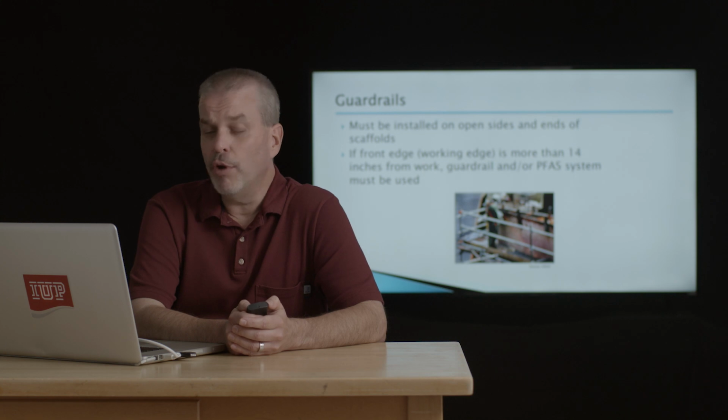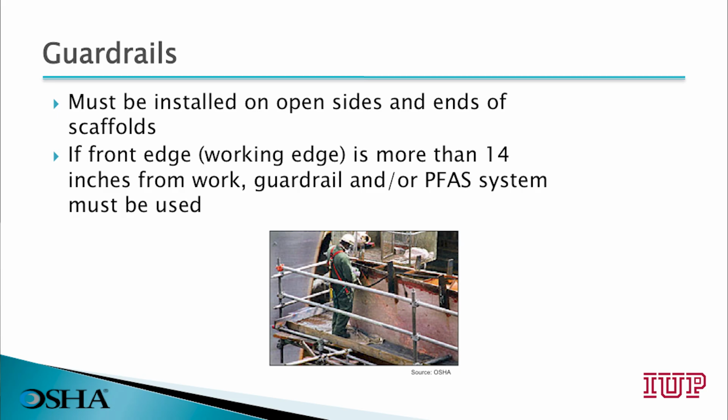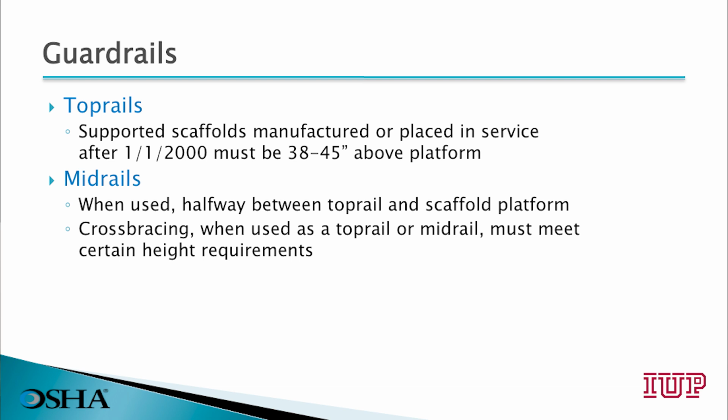Guardrails must be installed on all open sides and open ends of the scaffold. If the front edge or the working edge is more than 14 inches from the face of the work, guardrails and/or a personal fall arrest system must be used. The height of a top rail must be between 38 and 45 inches above the platform, and mid rails, when used, must be located halfway between the top rail and the scaffold platform. Cross bracing, when used as either a top rail or a mid rail, must meet certain height requirements.